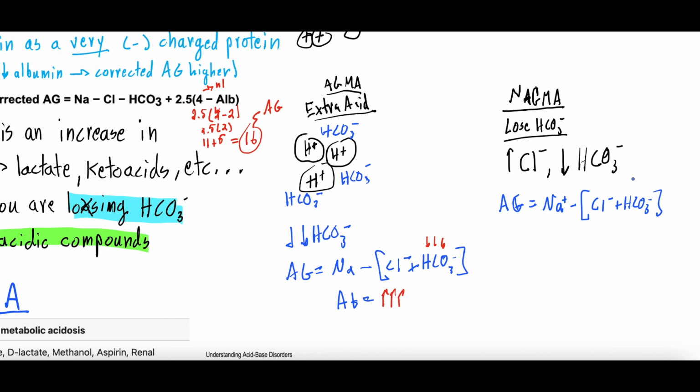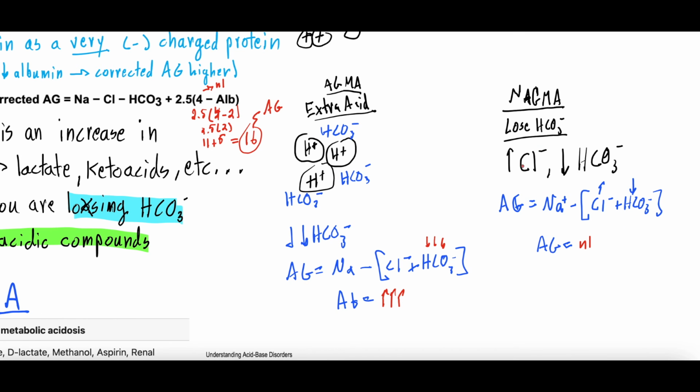So your bicarb you're losing with a non-anion gap, but when you just straight lose bicarb, it's not that the bicarb is trying to neutralize acids, you're just losing it. And we'll get into some of the ways you can lose it. Your chloride auto-regulates and increases, which makes this anion gap normal because the amount of chloride increased is equal to the amount of bicarb lost.